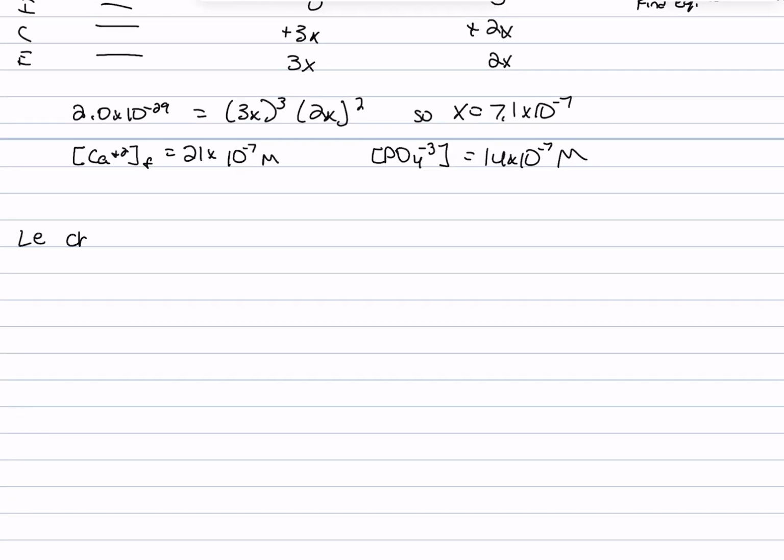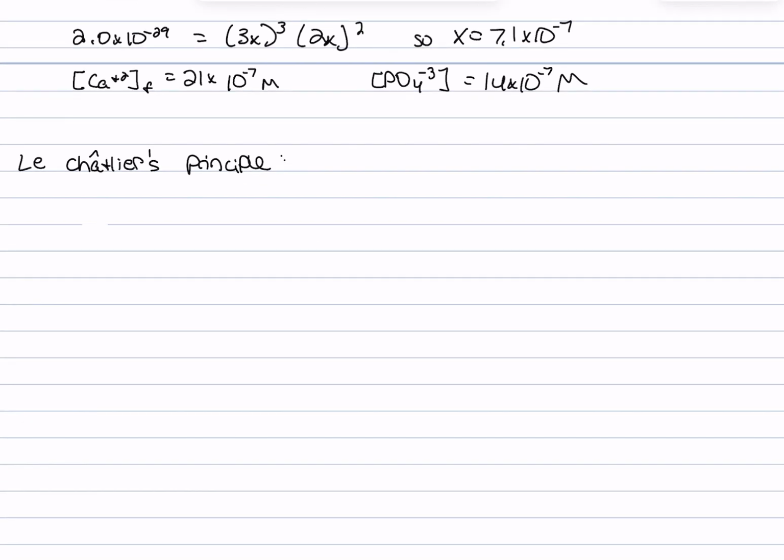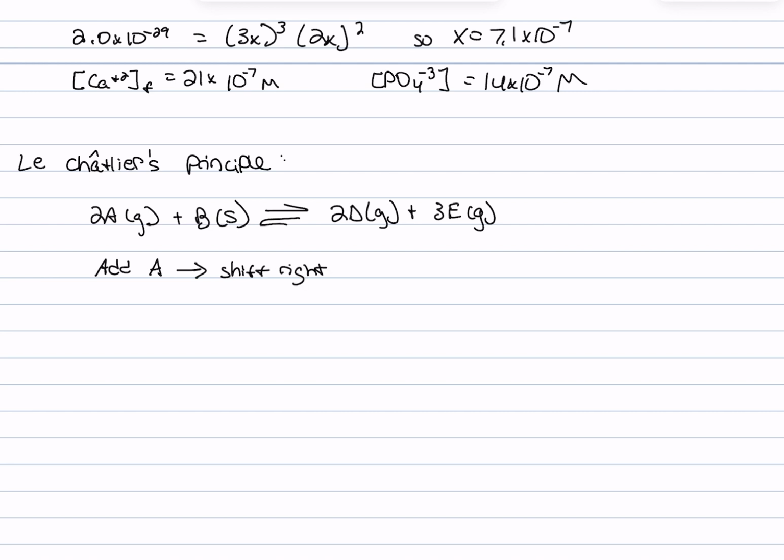Next is Le Chatelier's principle, which addresses the question of if something is at equilibrium and changes, which direction will the reaction go to get back to equilibrium? So if we take this reaction right here, 2A gaseous plus B solid goes to 2D gaseous plus 3E gaseous. If A is added, the equilibrium must shift to the right. And if B is added, the equilibrium won't change, since solids and liquids don't affect equilibrium. And if D is removed, similarly, the reaction will shift to the right.